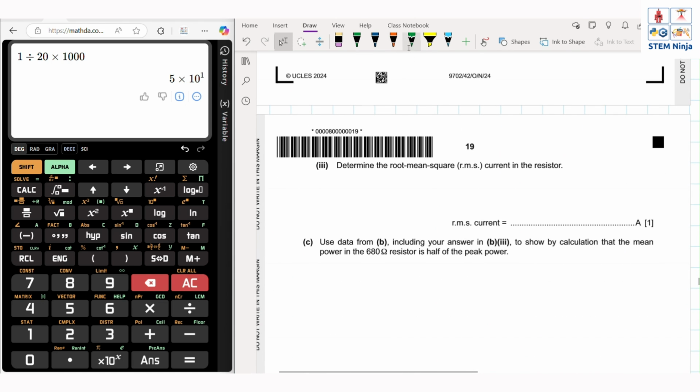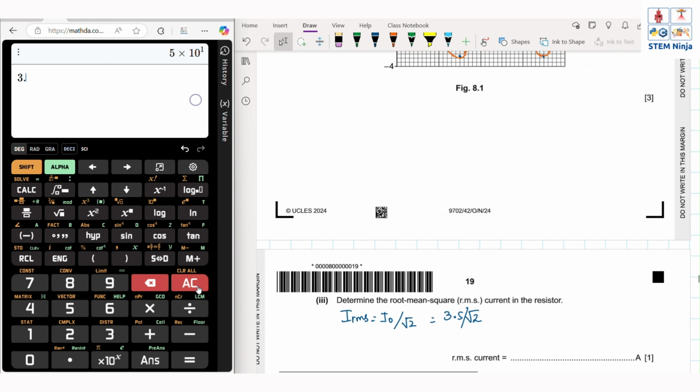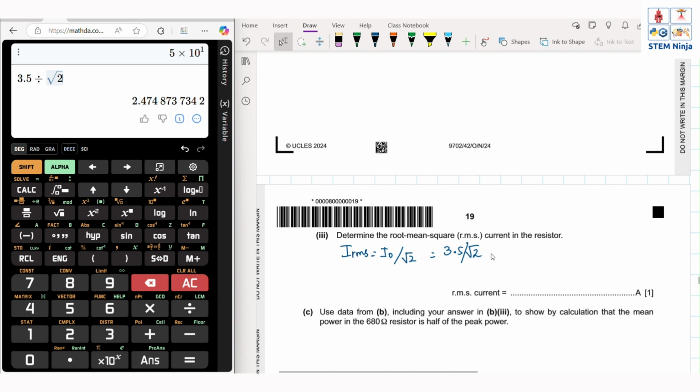Determine the root mean squared RMS current in the resistor. So I RMS is equal to I naught over square root 2. So that is 3.5 divided by square root 2. So 3.5 divided by square root 2, 2.474, that is roughly about 2.5 amps.